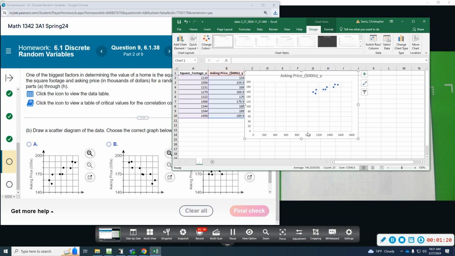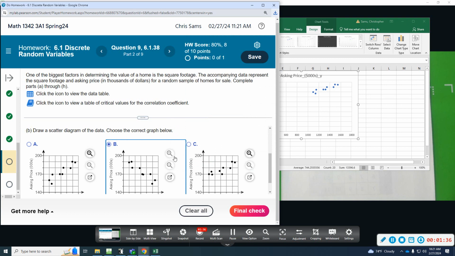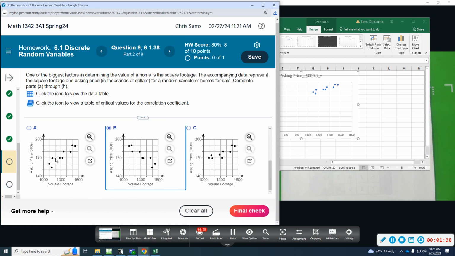We start at 1,000. This is my X, going up to about 1,500. Looks like about the highest is 15, 16. So it's an upward pattern. We've got 3 different clusters of 3 dots. So I'm looking for something that looks similar to that, and it looks like A could be B. Sorry, A and C is what I'm looking at. A and C, they look really close.